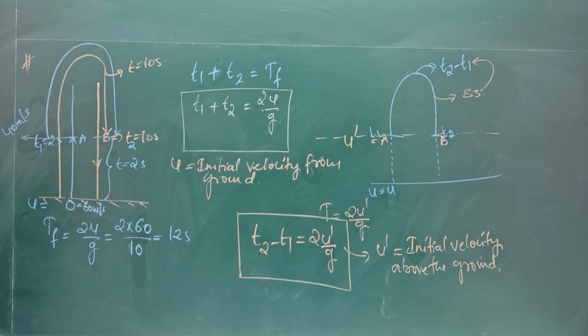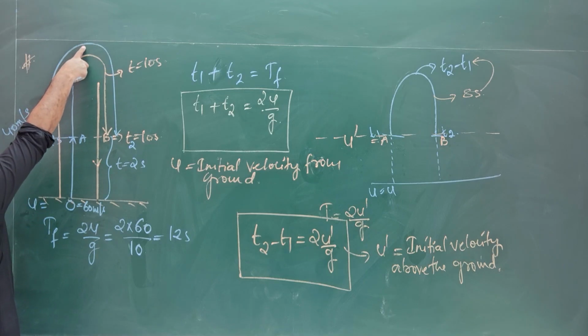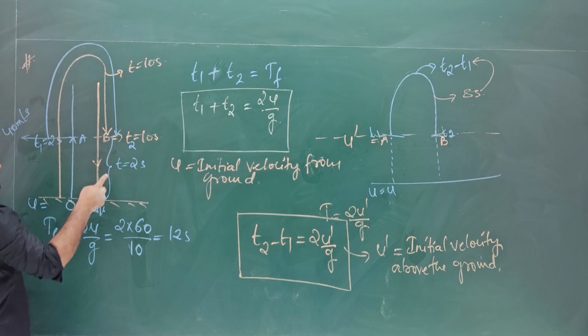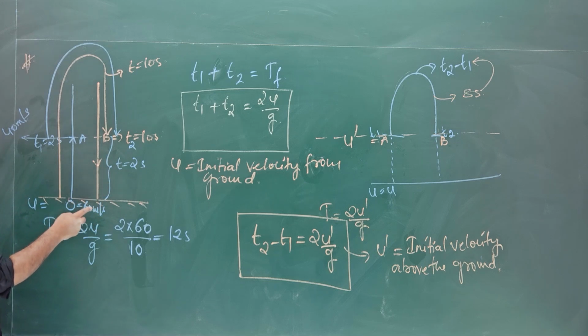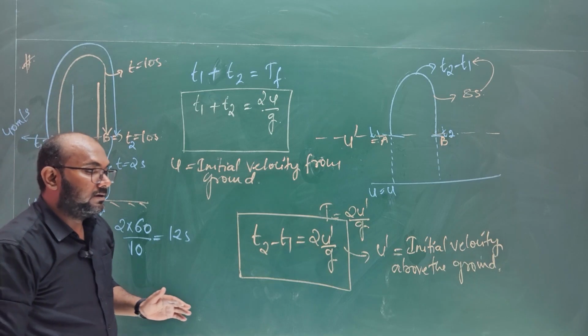One more time for the summary. The object is thrown with the initial velocity, or vertically projected with the initial velocity u, and u is 60 meters per second here. Generally, if we generalize, initial velocity is u. At this point, final velocity becomes 0. From here again the object is returning back. Just now we have calculated, we got two values of time. One time value is 2 seconds, the other value is 10 seconds.